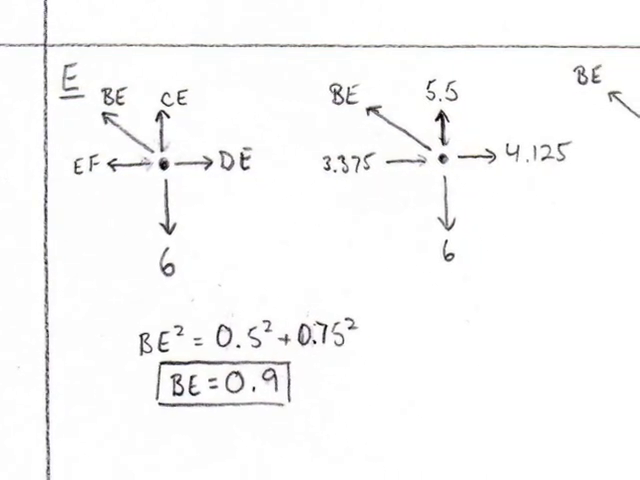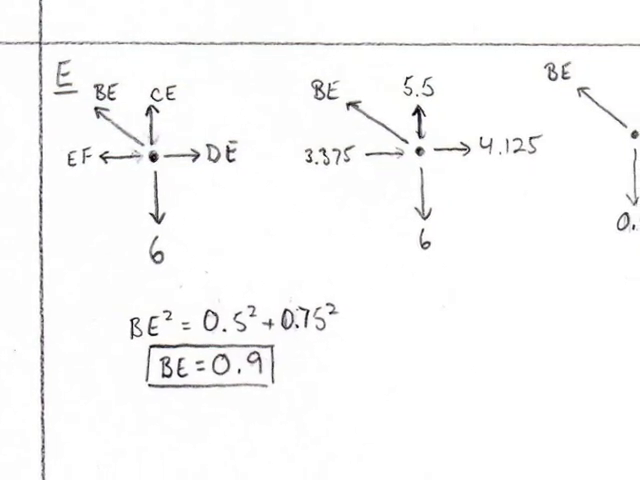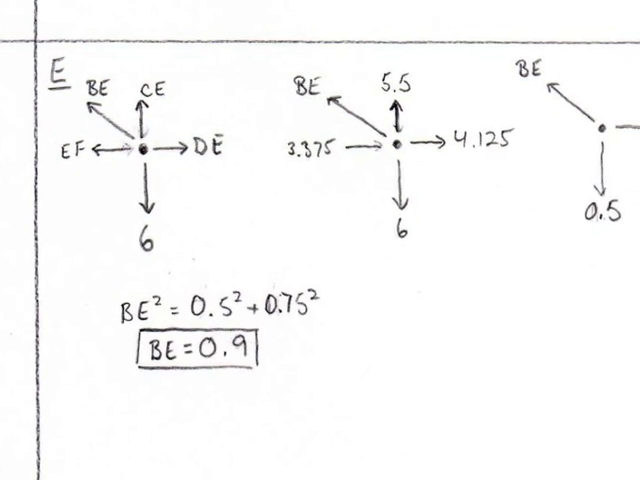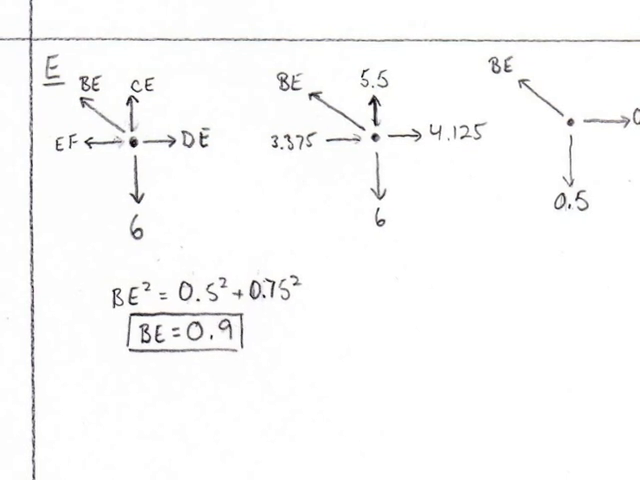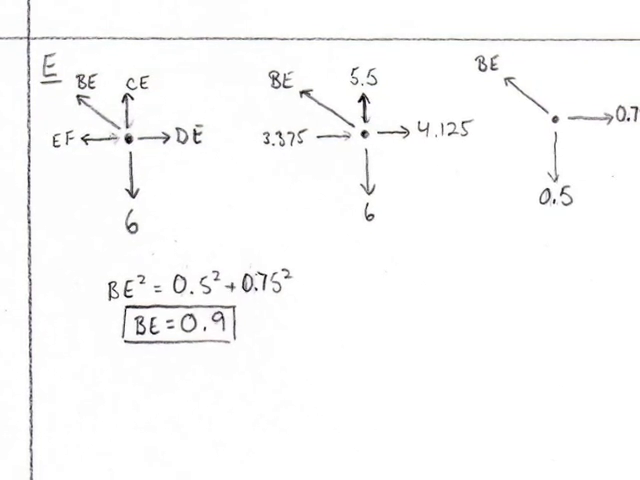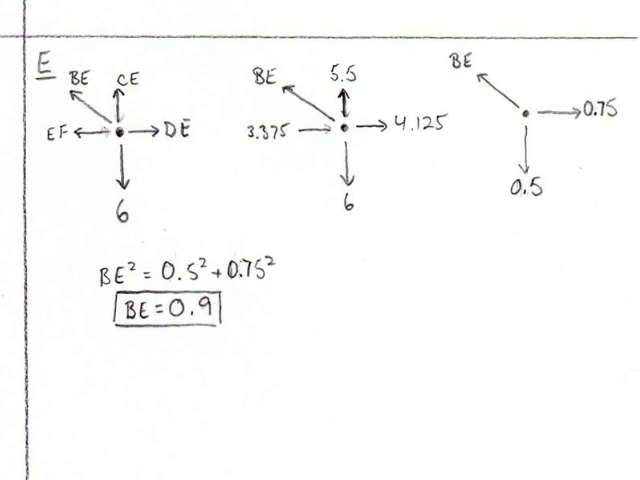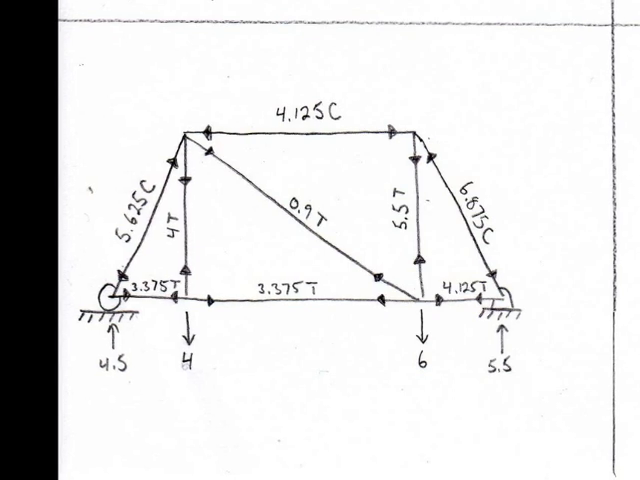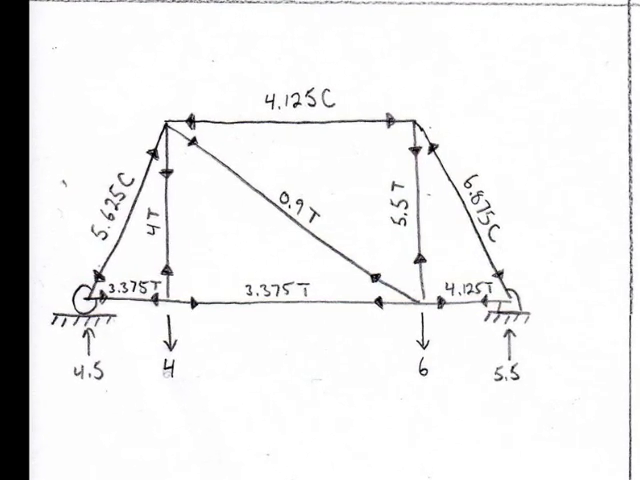Now that we have the other ones, we can add forces to find that the sum of the x forces is 0.75 to the right, and the sum of the y forces is 0.5 down. So we know the left and we know the right. You can use the Pythagorean theorem to figure out what BE is, and we find that it's 0.9 kilonewtons. There's no need to solve for joint B, because joint B is made up of members that we already solved for in other problems.